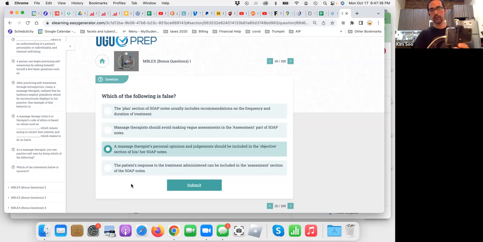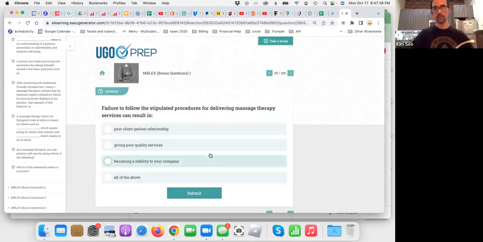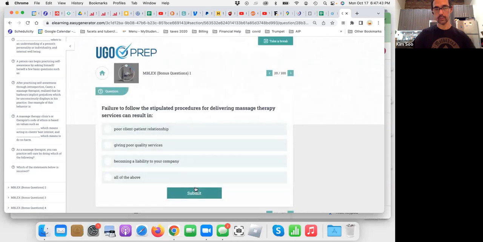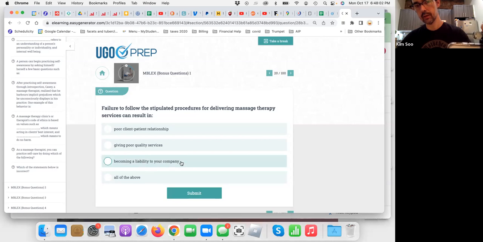All right, let's move on. Oops, let me go back, make sure I didn't skip one. Yes, okay, let's keep going. Failure to follow the stipulated procedure for delivering massage therapy services can result in poor client-patient relationship, giving poor quality services, becoming a liability to your company, all of the above. Poor client-patient relationship, yeah. Giving poor quality services, becoming a liability, all of the above.